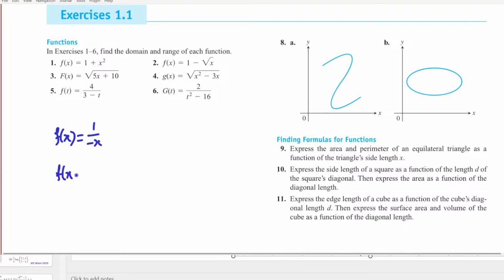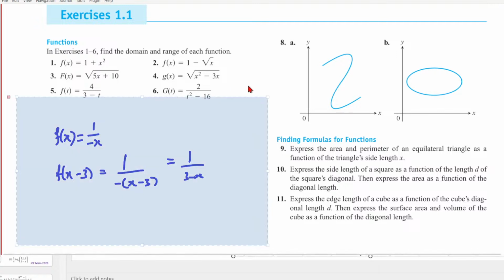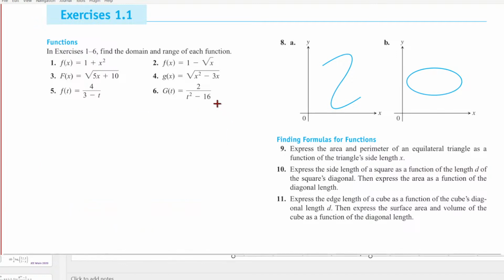What is f of x minus 3? Tell me. Minus of x minus 3, which is nothing but 1 by 3 minus x, no? Yes, sir. That is this only, no? Okay, sir. Next one, sixth one. What is the domain first?